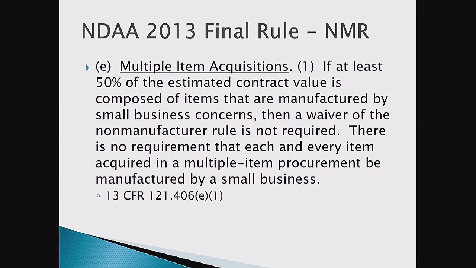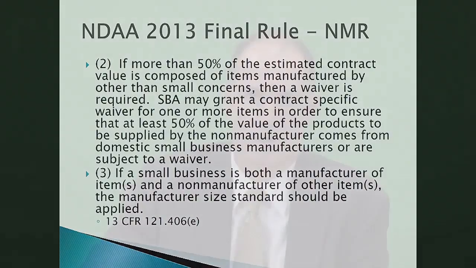We've clarified for multiple item acquisitions. If 50% or more of the items are made by small businesses, you don't need a waiver because you're meeting the general principle that we want 50% or more to be made by small businesses. So in that case, you don't need a waiver just because one item may be made by a large business. On the other hand, if 50% or more of the items are made by large businesses, that's when you need to request a waiver from the Small Business Administration. You come to us and you say, for a contract-specific waiver, that here are the items I'm buying and here's the manufacturer. They're not made by small businesses. And then we take that and verify it, and then we can issue you a waiver of the non-manufacturer rule.